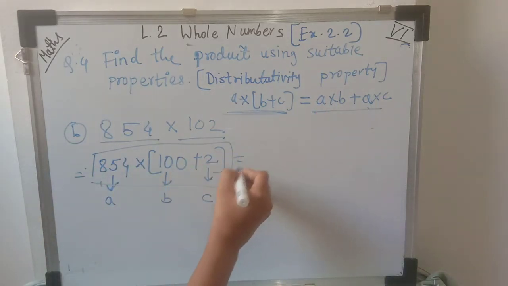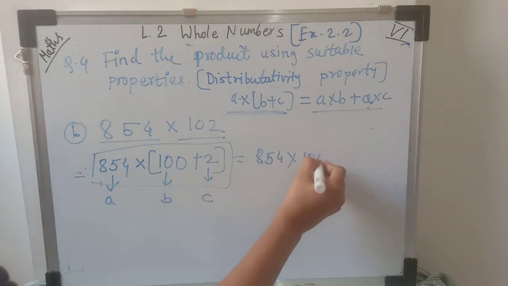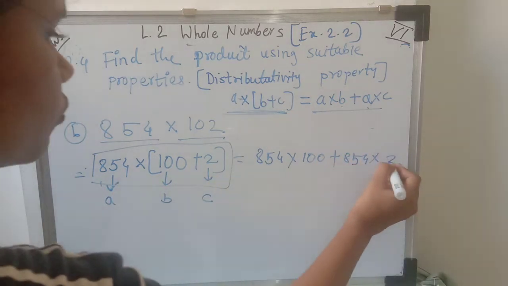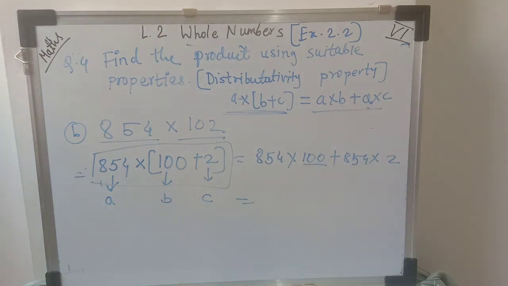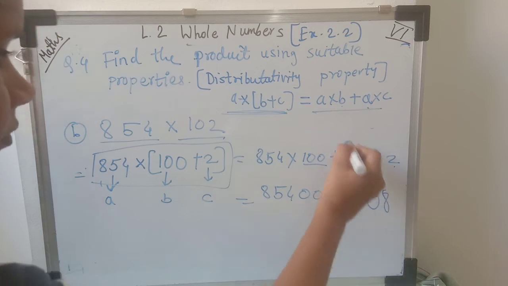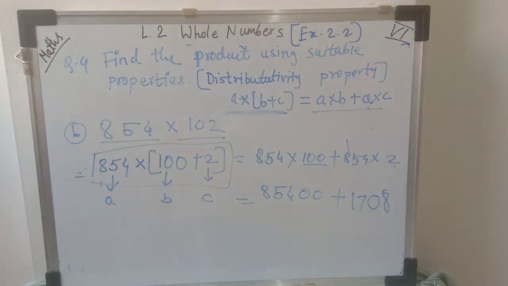So here our A is 854 multiplied with B, which is 100. Again A, 854, multiplied with 2. Multiplication with 100 is very easy. 854, how many zeros are there? That many zeros you have to put, plus 854 multiplied with 2. 2 4s are 8, 2 5s are 10, 1 we have to carry, 2 8s are 16, 16 plus 1, 17. So here we got the answer of these two, that is 1708.